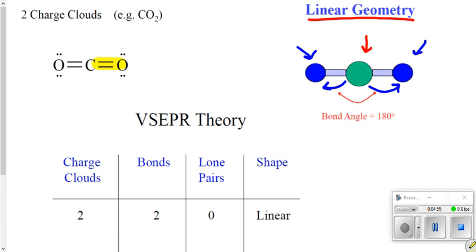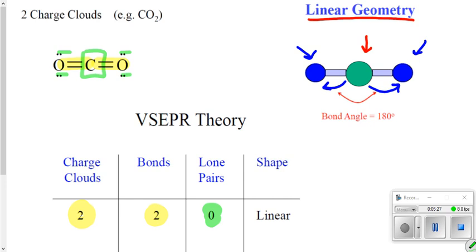We have a double bond between this carbon and this oxygen, and another double bond between this carbon and this oxygen. There are 2 charge clouds there, both in the form of bonds. You'll notice that around the central atom there are no lone pairs. I can see that lone pairs do exist around the oxygens, but we're really only interested in what's going on around the central atom, in this case, the carbon. And because there are no lone pairs around the carbon, we would say carbon has 0 of them.